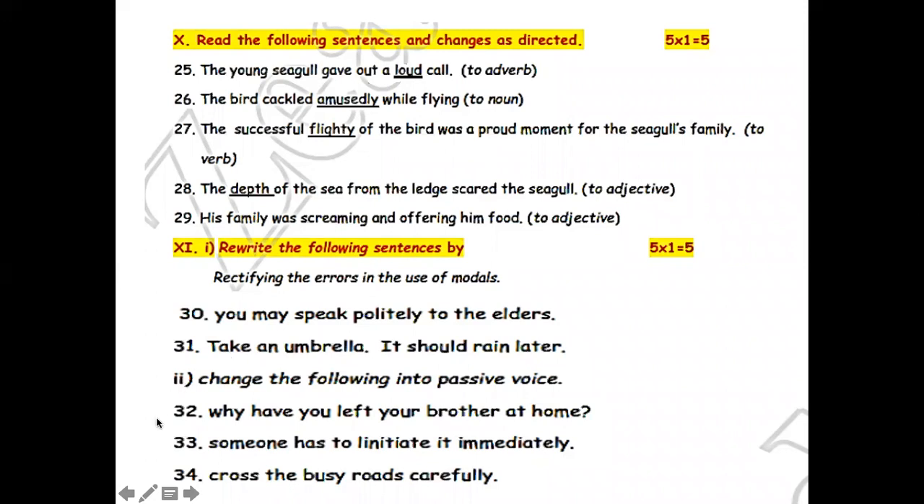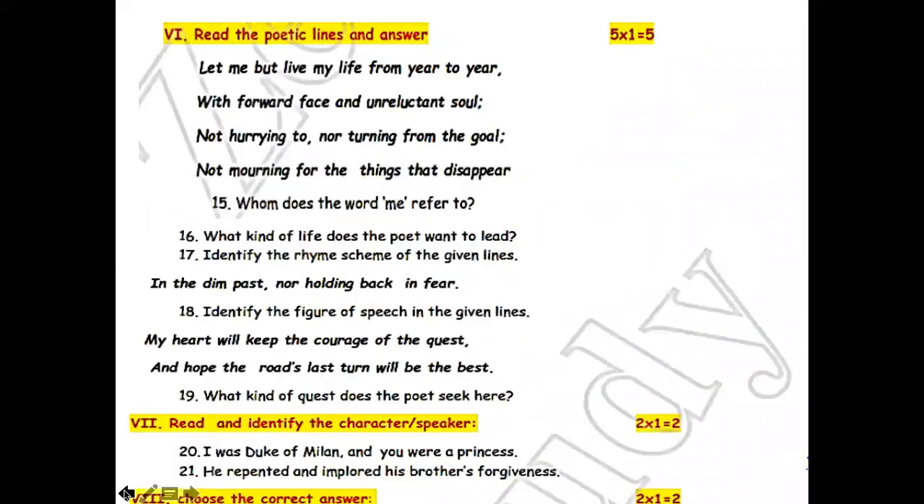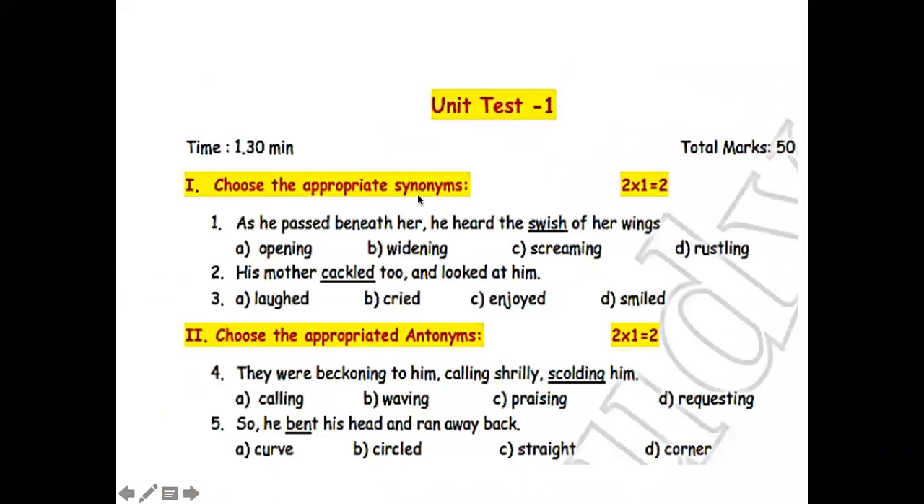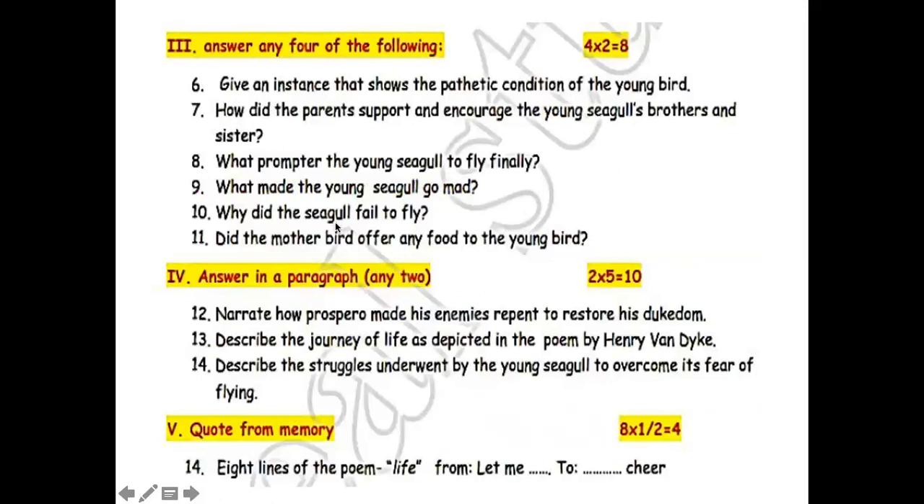So we'll just go quickly, we'll have a recall. So the first one is synonyms. Then you have got antonyms. After that, you have question answers from the prose. Next, you have paragraph questions. So out of 3, you have to answer any 2. Here, out of 6, you have to answer any 4. Then the memory poem. 8 lines you have to write. Okay, from let me to sure. 8 lines you have to write and half marks each line gets.